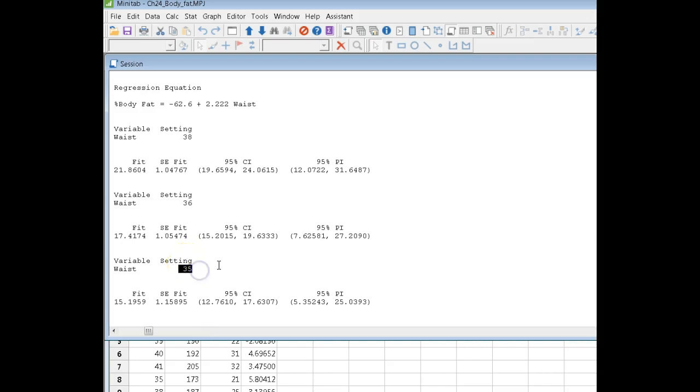So if I look at this one right here, and I look at this interval, what does this mean? For all men whose waist measurement is 35 inches, I am 95% confident that the average body fat of all those men should fall between 12.7 and 17.6. On the other hand, if one man walks in through the door and I measure up his waist and it's 35 inches, this is where I expect to find the body fat of that one particular individual.